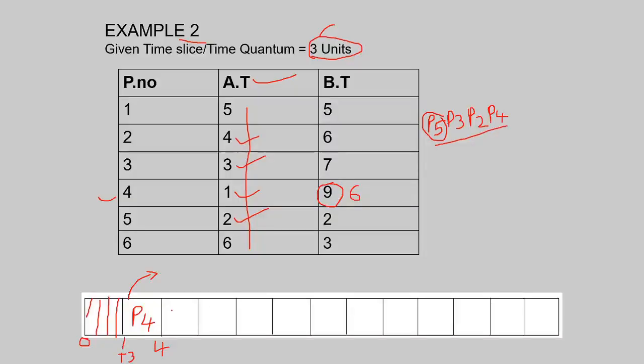Now from the list, select the first process, first come first serve. So allocate the CPU to process P5. P5 is also going to execute for 3 units, but its burst time is only 2 units. So 4 plus 2 is 6.